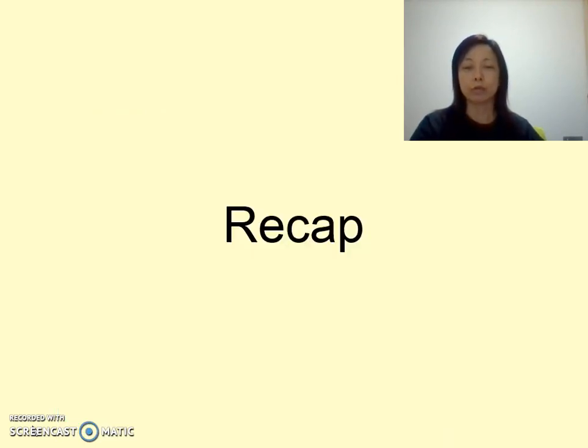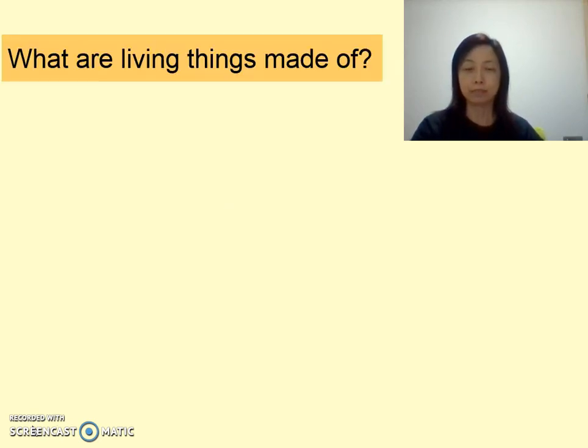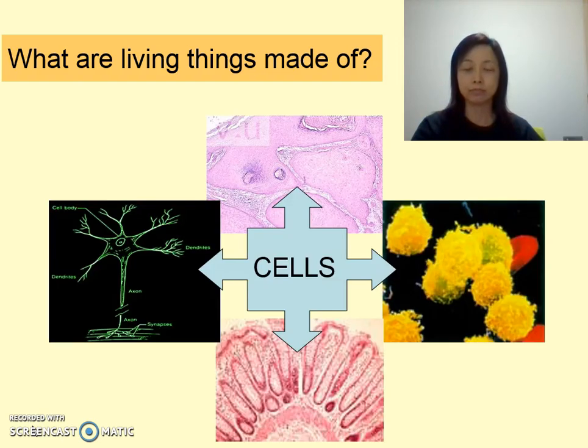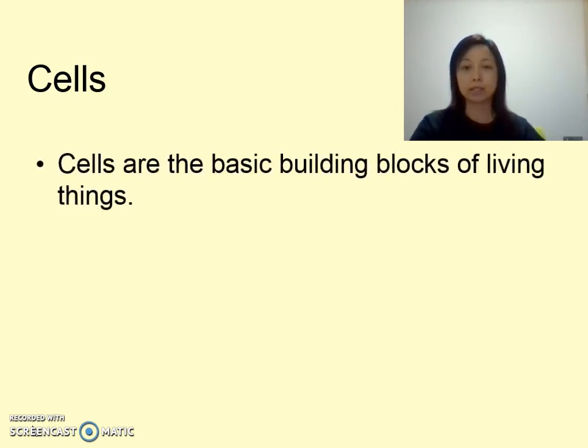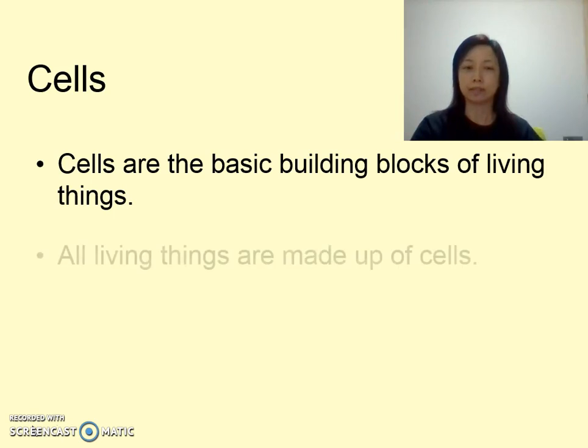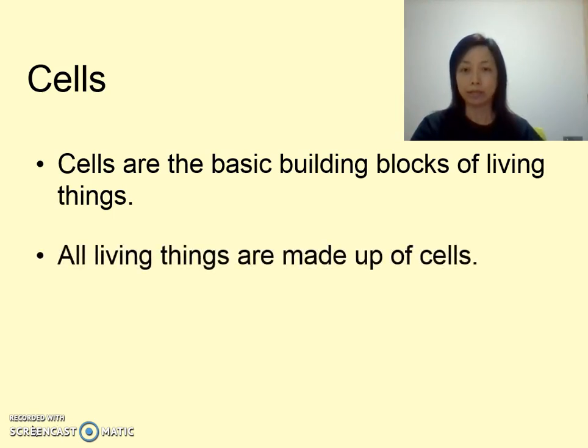Let's do a quick recap on what we have learned for cells in the last lesson. Do you remember what living things are made up of? Living things are made up of cells. And we have also looked at some examples of cells and how different they all look. Cells are the building blocks of living things. All living things are made up of cells. How many cells are you made up of?